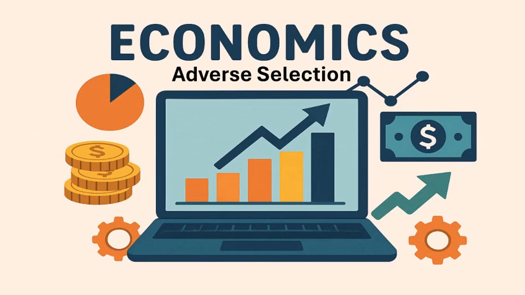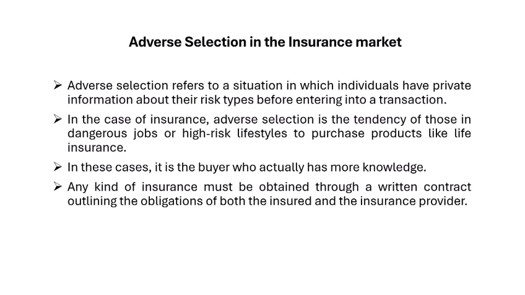Let's get started. Adverse selection is a situation where individuals know more about their own risk than the insurance company does. For example, people in risky jobs or with poor health are more likely to purchase insurance, while healthy individuals might not bother. So the buyer has more information than the seller, and that creates problems in the market.